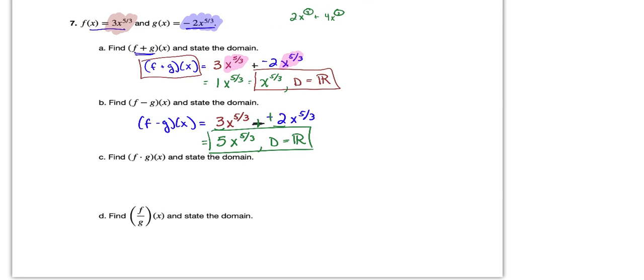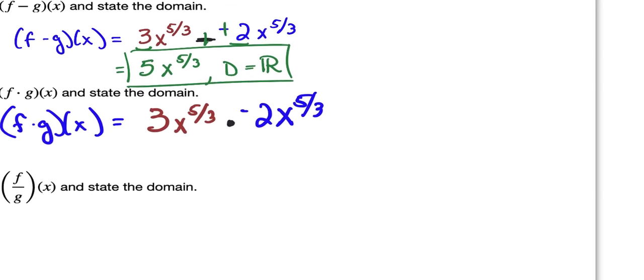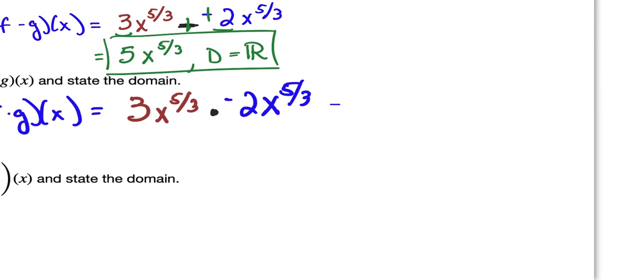Let's do a multiplication now. So we've got f times g of x. In red, we've got 3x to the 5 thirds, and we have to multiply that by negative 2x to the 5 thirds. Now, with multiplication, we have a rule: as long as your bases are the same, you can combine them. This is all multiplication. You can think of it like this if you want to.